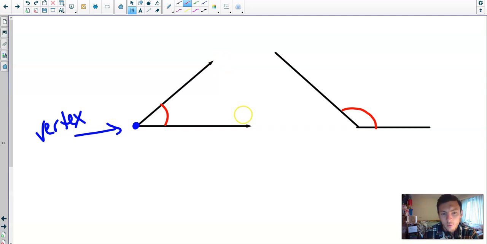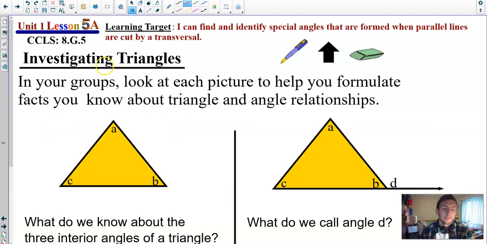So you have to look at where two lines meet, and then you draw like this little arc that I drew in red, and that's how you represent an angle. All right, let's jump in.